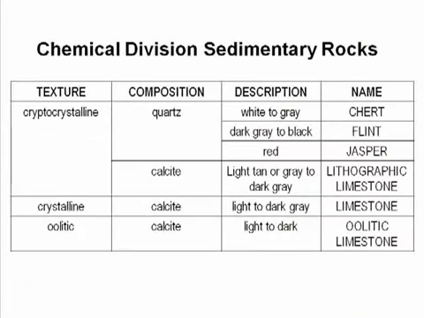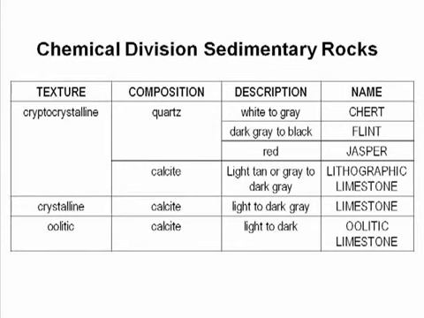Cryptocrystalline texture chemical division sedimentary rocks are the most diverse. The quartz varieties are named for their colors. Light shades are chert and dark shades are flint. Less common are ones such as the red variety called jasper. If the composition is calcite, then the rock is lithographic limestone.